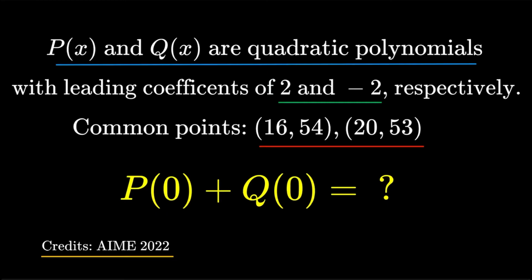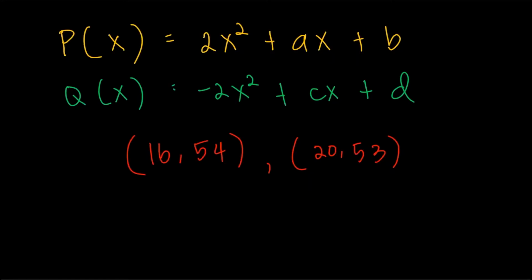Now, we're already given that p(x) and q(x) are quadratic, and we know their leading coefficients, 2 and -2. So one way to get p(x) and q(x) is to realize that p(x) is going to look something like 2x squared plus ax plus b, and q(x) is going to look something like -2x squared plus cx plus d. So, quadratics with the respective leading coefficients.